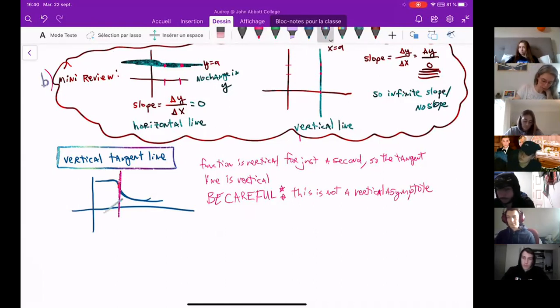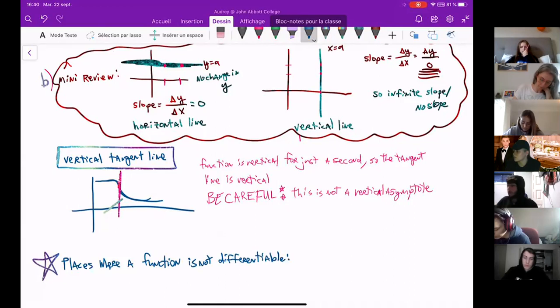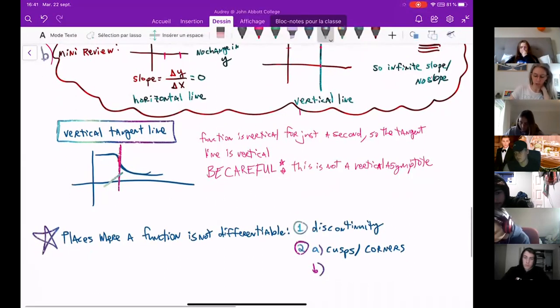So a function is not differentiable at places where a function is not differentiable. One, we said discontinuities. Two, we said cusps or corners. And then 2b, the thing that we just saw, are vertical tangent lines.